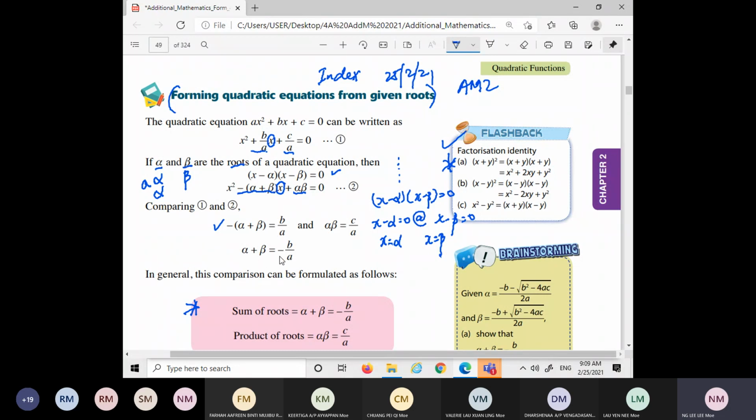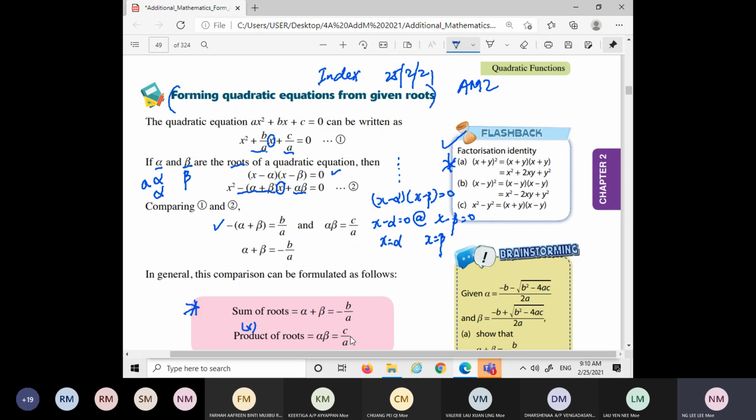Okay, so alpha plus beta is equal to negative b over a. Next one, product of roots. Why do you say product of roots? Product means multiply, times. Therefore the roots are alpha and beta. Alpha times beta, product of roots, means you multiply the two roots. So you get c over a.